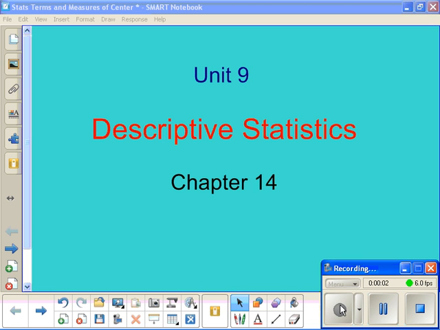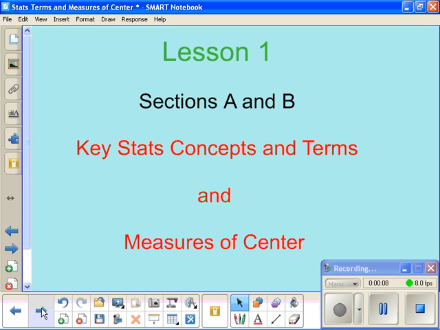Our next unit is on statistics, chapter 14 in our textbook. Lesson 1, we're going to do this very quickly. We're not going to spend a lot of time on the terms and concepts and measures of center in this video, because most of this should be review that you've reviewed for how many years, probably since 4th grade. So we're not going to spend a lot of time on sections A and B.